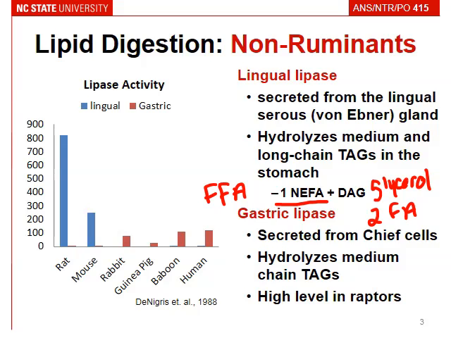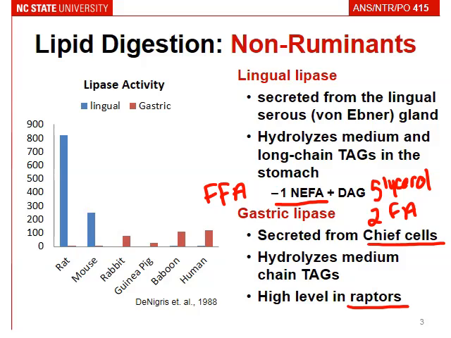And then we also have some species that have the gastric lipase. This gastric lipase is secreted from the chief cells, and it hydrolyzes medium chain triglycerides, so the fatty acids on the triglycerides that are medium chain. And there's a high level of gastric lipases within our raptors. So our avian species do have gastric lipase.